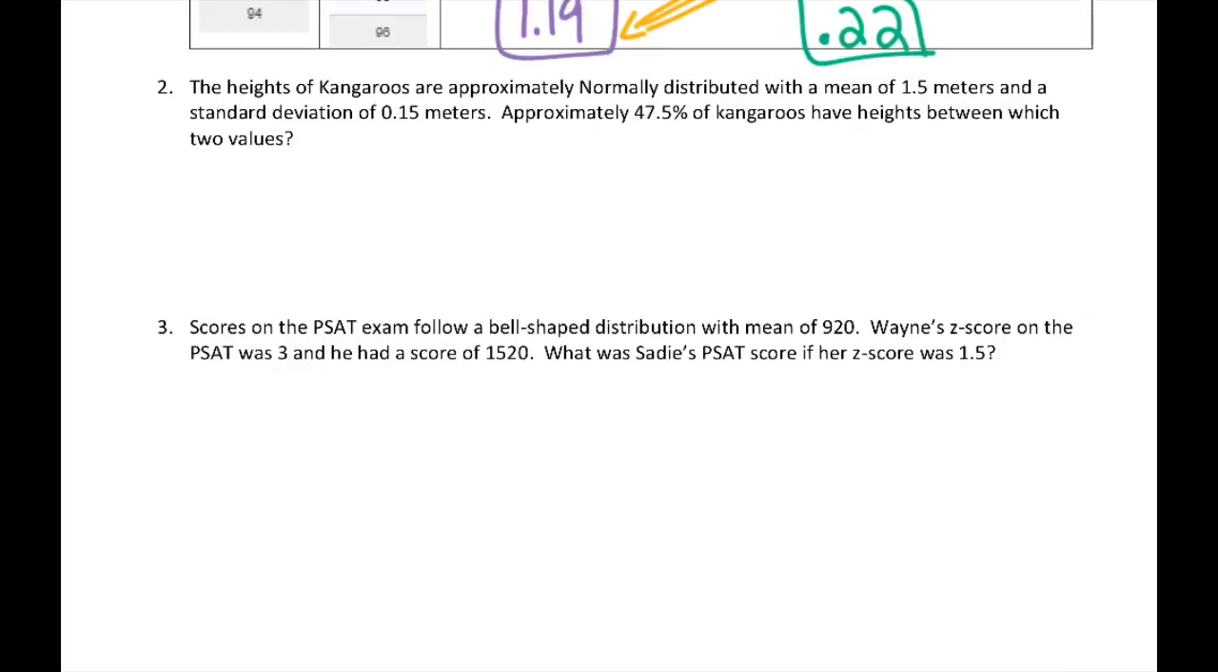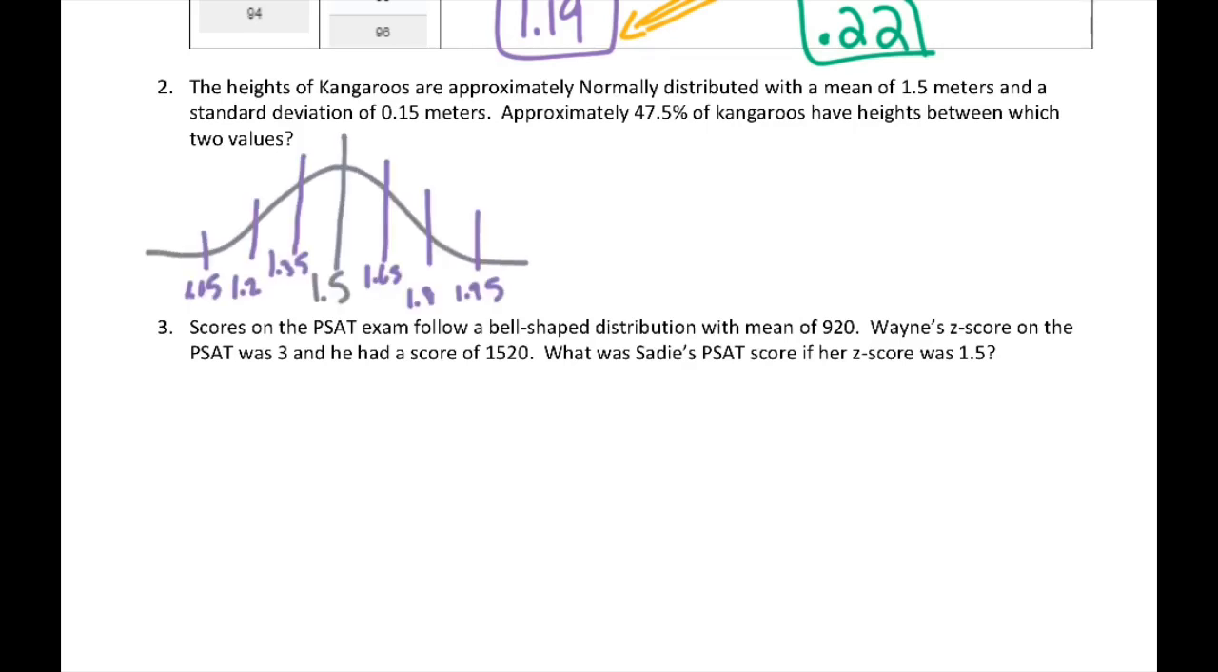This next problem about kangaroo heights sort of tells me that I need to make my normal curve, so I'm going to take a sec to do that. So I've built my normal curve. Now I want to find where approximately 47.5% of kangaroos exist. So if I know my values inside of my empirical curve, I know that 34 plus 13.5 is going to be 47.5.